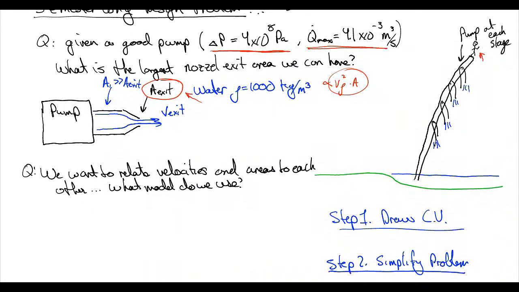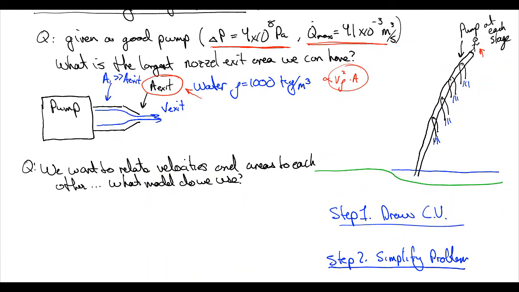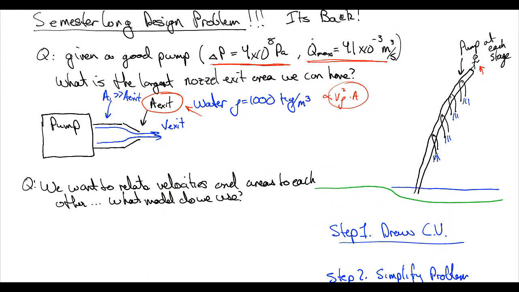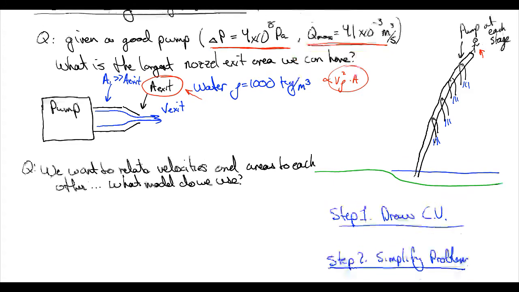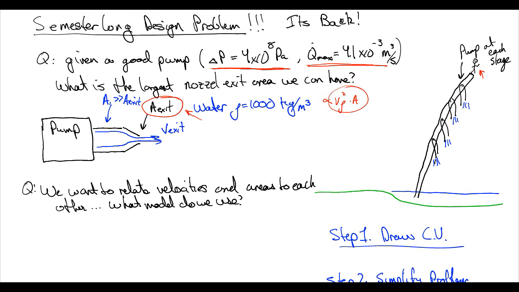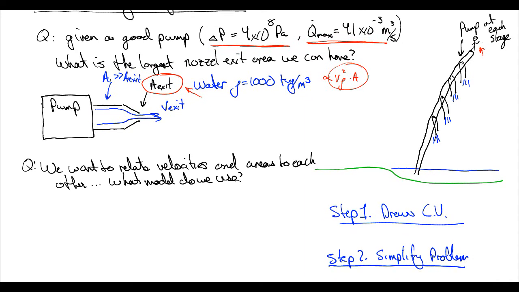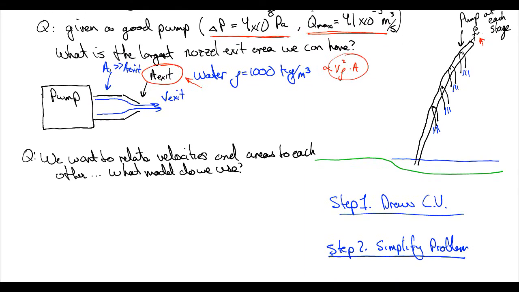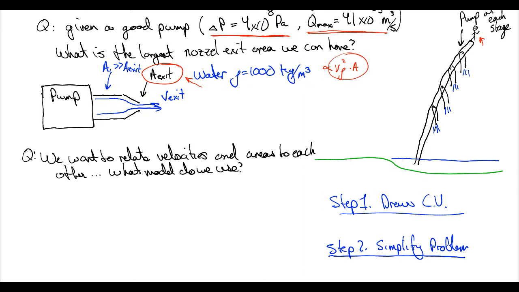We want to relate velocities and areas to each other. What do we use, right? Or pressures and areas, right? But we know in our head that we can relate pressures to velocities. So we can go from pressure to velocity and velocity to area. So if we want to relate velocities and areas to each other, what do we use? We use conservation of mass.